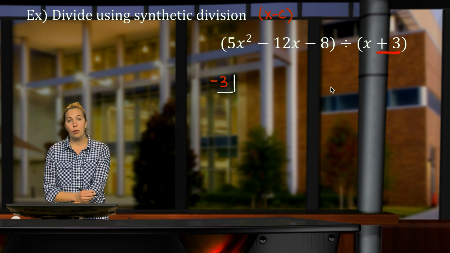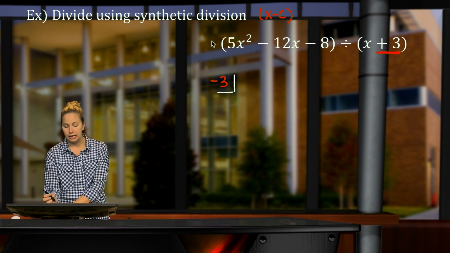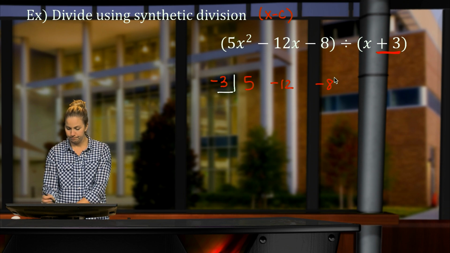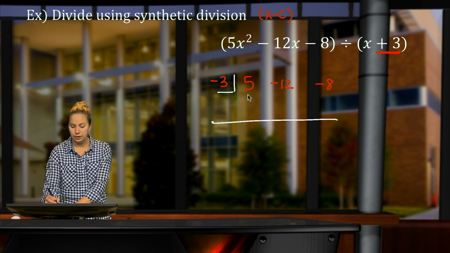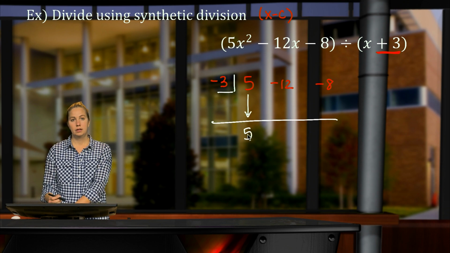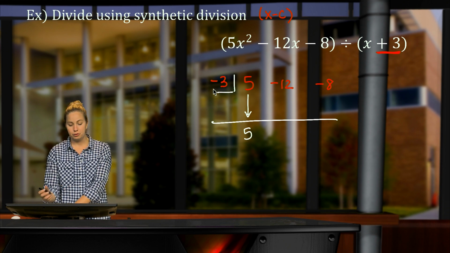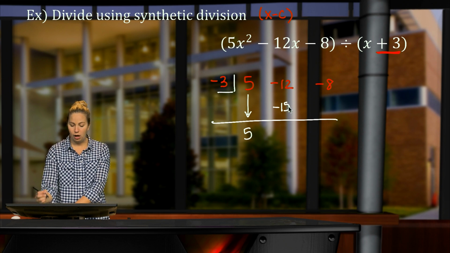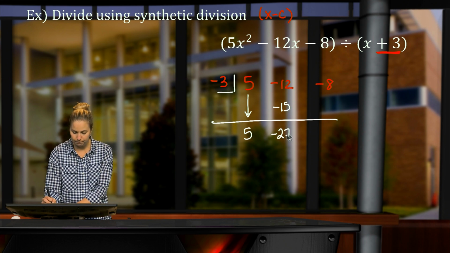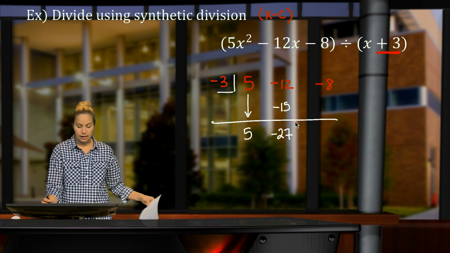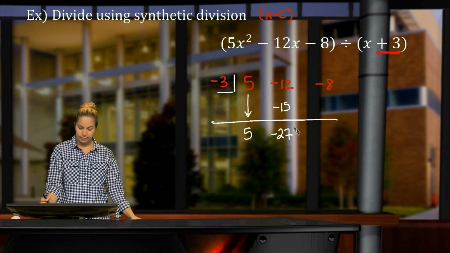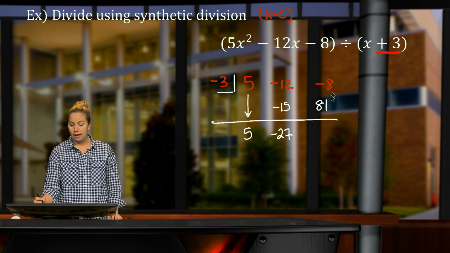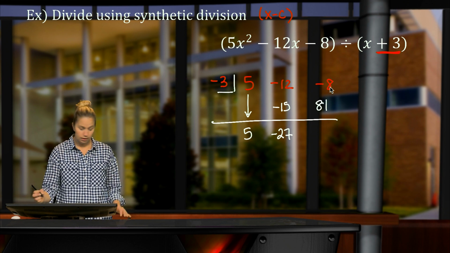Next, we list out our coefficients from our dividend: 5, negative 12, negative 8. We always start by bringing down the 5. Then we multiply 5 times negative 3, which is negative 15, and then we add vertically. Negative 12 minus 15 is negative 27. And we repeat: negative 27 times negative 3 is positive 81. Positive 81 plus negative 8 is 73.